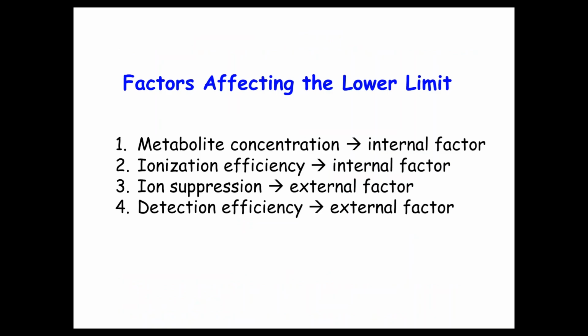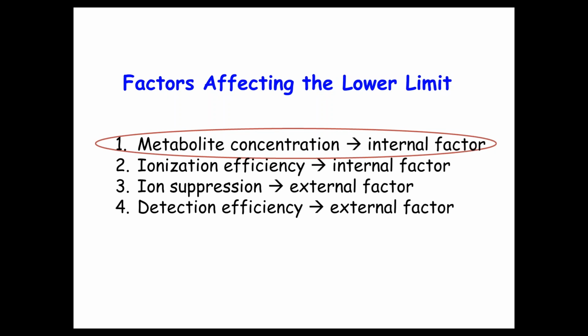There are several factors that can affect the lower limit of the dynamic range or the detection limit. These include metabolite concentration. This is an internal factor related to the metabolite itself. Ionization efficiency of the metabolite can also limit the detection. This is also an internal factor. The external factors include ion suppression and detecting efficiency. Let's look at these factors one by one.